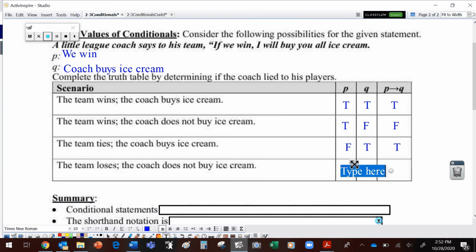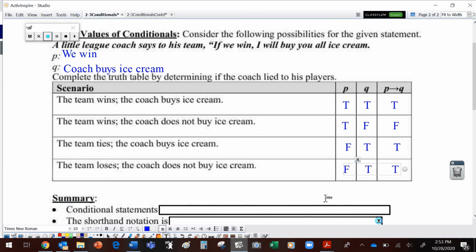Okay, and then finally we have here the team loses, and the coach does not buy ice cream. So part P, we win. Here we have the team loses, so that's false. And then the coach buys ice cream. That part of the statement is true. And we want to ask ourselves, did the coach lie to his players? If we win, I will buy ice cream. The team loses, and he still buys ice cream. Well, no, he didn't lie to them here. He didn't say anything about what happens if they lose. So whatever happens if they lose, he couldn't have lied to them because he didn't mention it.